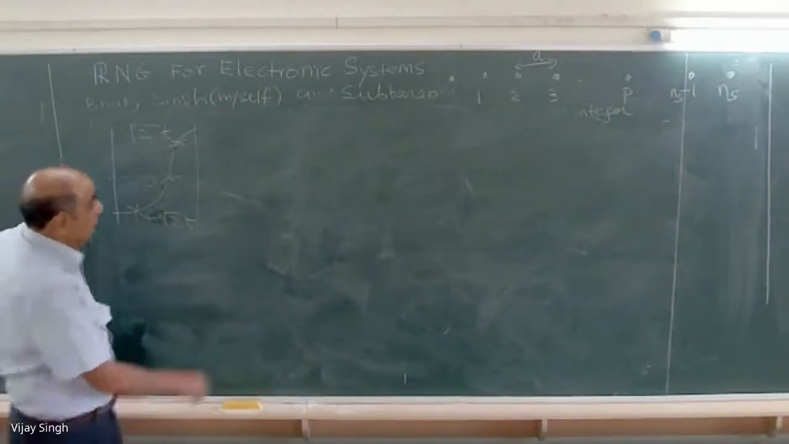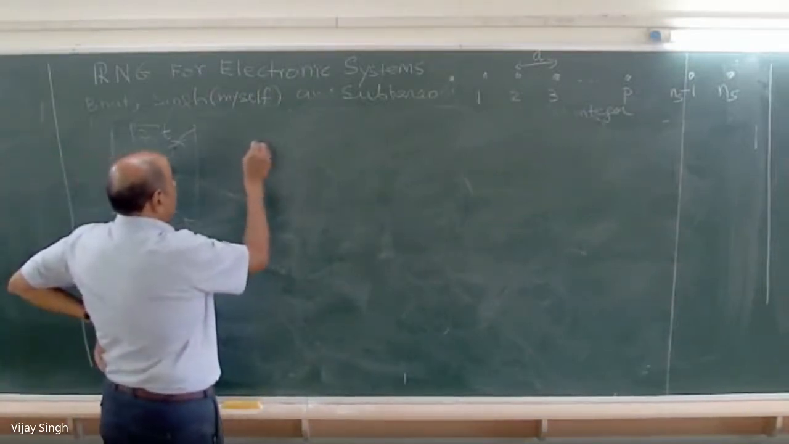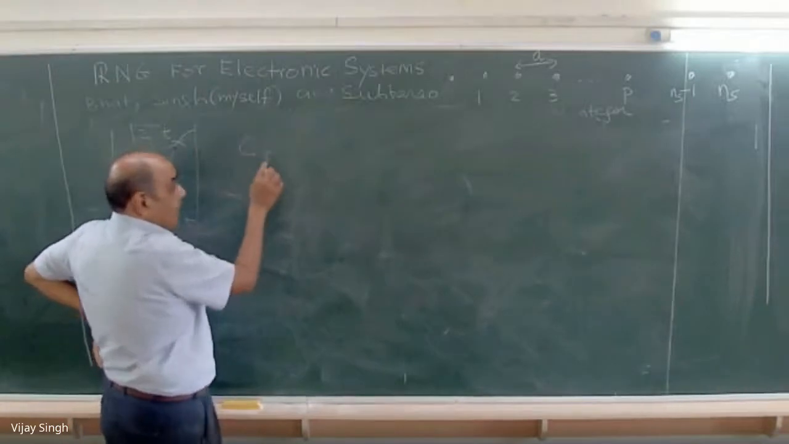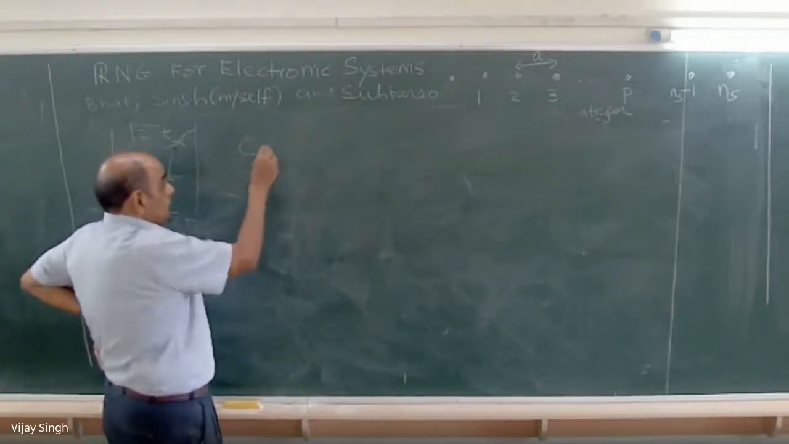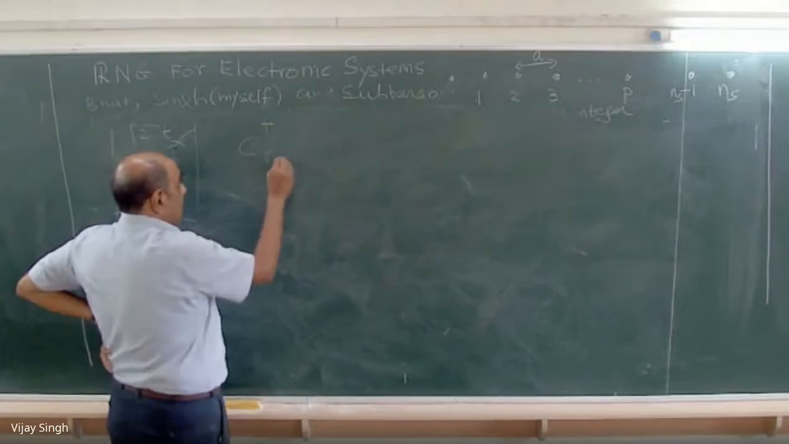So what I do is, I will say that I create an electron, this is R, this is the energy level, C R dagger.